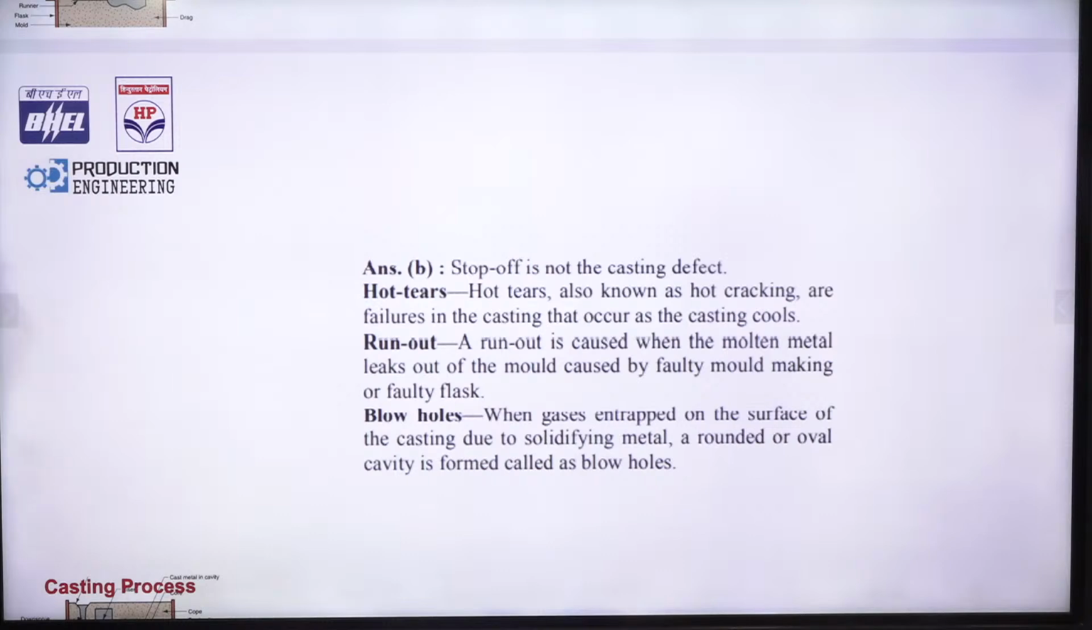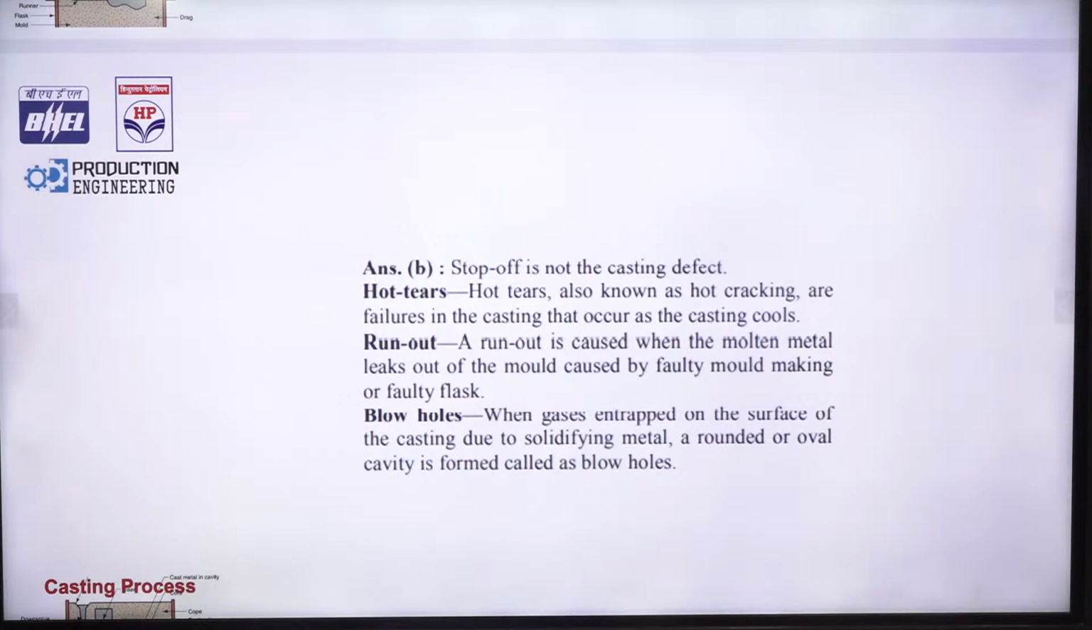Hot tears, hot cracking is also the same name. As the casting starts getting solidified, hot tears is one of the defects which we can see. Run out, or misrun, is caused by a faulty flask or mold, when molten metal leaks out. Blowhole is a gas which is entrapped.